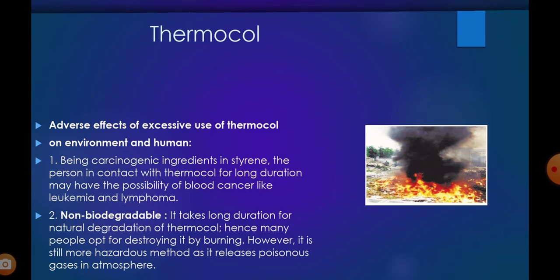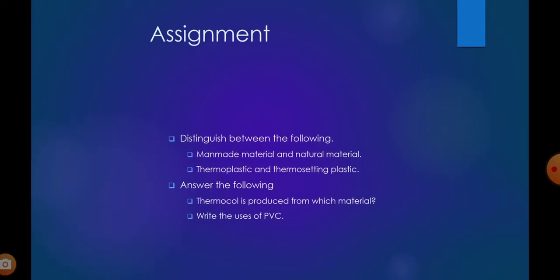That's about thermocol. Now we will come to the end part of this video. Distinguish between the following: man-made material and natural material. The answer is given in the video only. In the first slide you can compare and write the answer. Thermoplastic and thermosetting plastic, the answer is given in the chart in the second slide. Answer the following: thermocol is produced from which material? You can watch the video and find out the answer. You can refer to the textbook also. Write the uses of PVC.